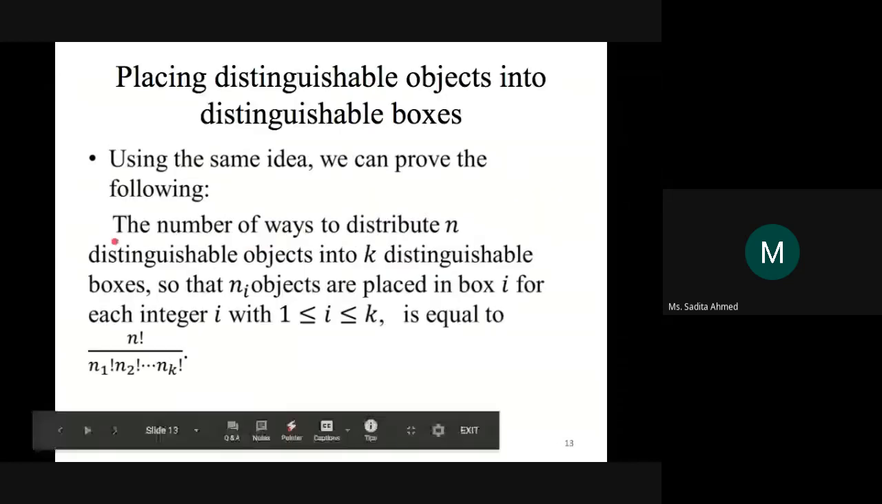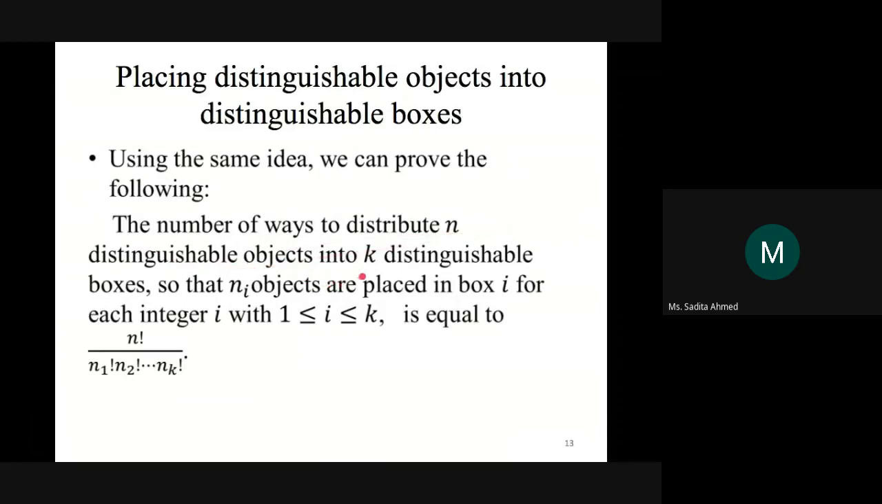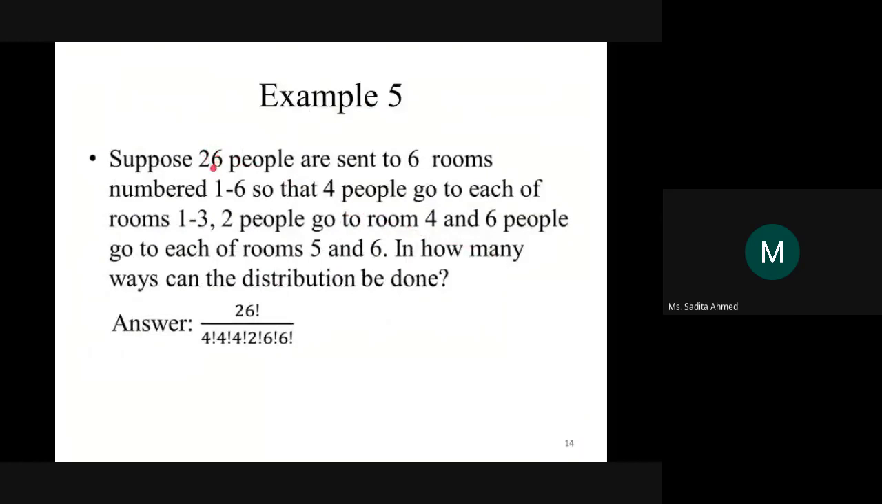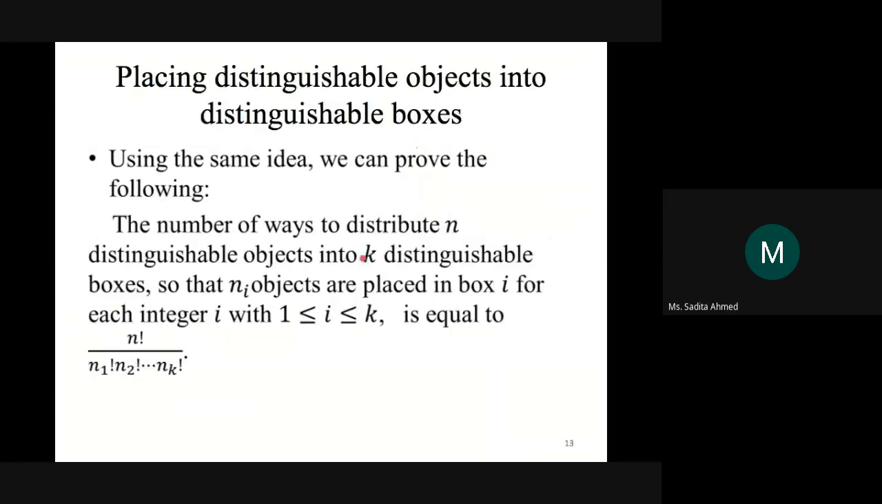Remember this definition? What are we doing here? We have n distinguishable objects which have to be distributed among k distinguishable boxes. N distinguishable objects, 26 distinguishable people, distributed amongst k distinguishable boxes, 6 distinguishable rooms. So our n is 26, our k is 4.